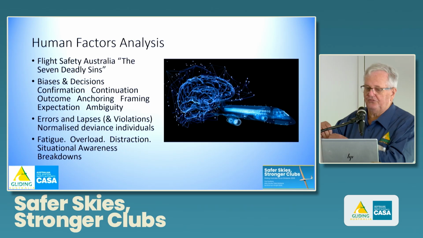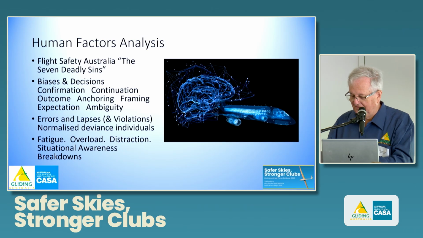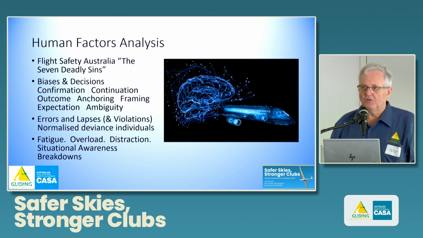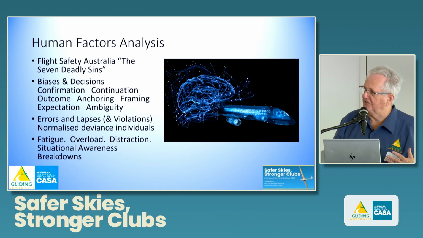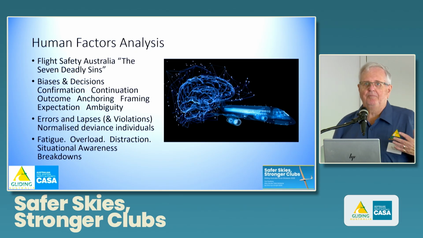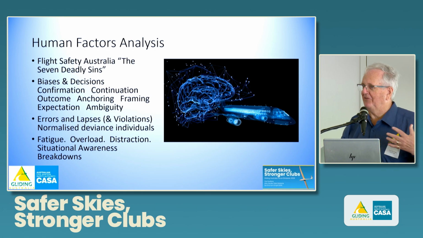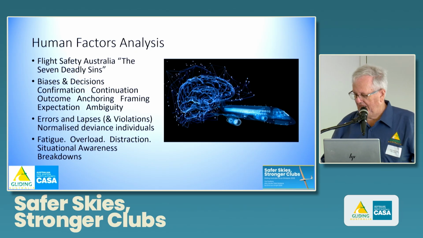It's a great reference, talks about confirmation bias, continuation bias, expectations. Well worth reading. But we've also got human factors that we need to understand in terms of our decision frames that lead to the errors and the lapses and occasionally violations. And we're all subject to normalised deviance as individuals. What do we normally get away with on a daily basis when we're actually flying? What are we doing that's not quite right?